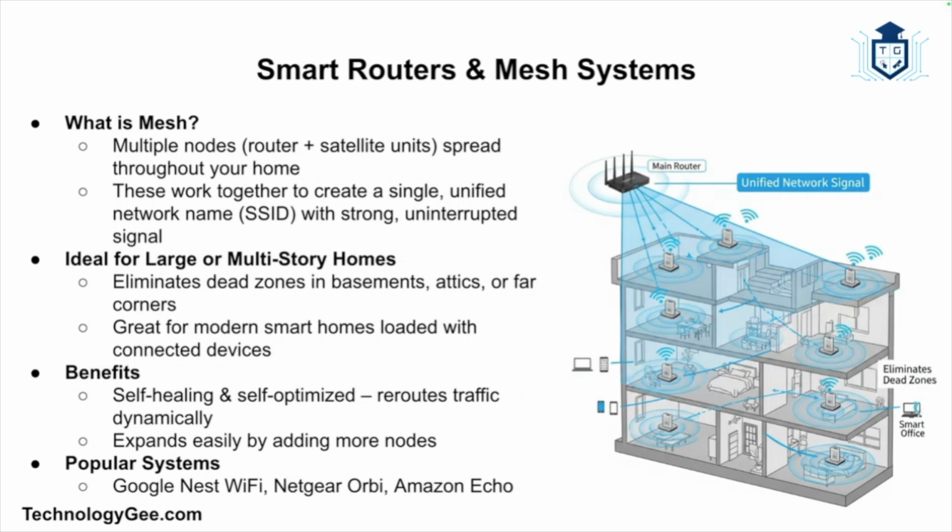And this is perfect for large homes because mesh routers, they use satellite nodes to blanket your space with seamless Wi-Fi. So that way you can minimize having dead zones or not being able to access the Wi-Fi internet at all. And some popular options for mesh Wi-Fi systems include Google Nest Wi-Fi and Amazon Echo.